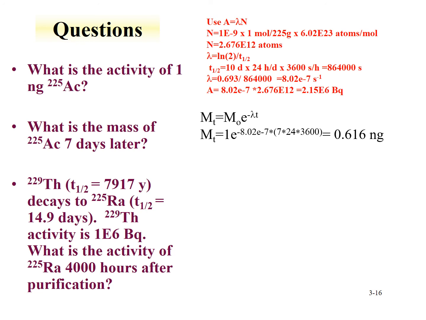For making actinium, you can use an isotope of thorium, thorium-229, that decays to radium, and then that radium decays to actinium. So let's ask the question, if I have some thorium-229 and it's decaying, it has an activity of 1,000,000 becquerel. What's the activity of the radium-224 after purification?